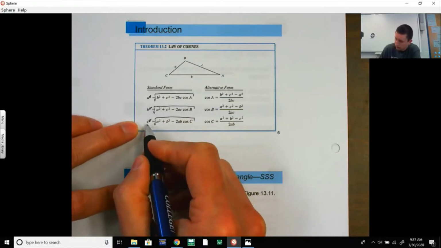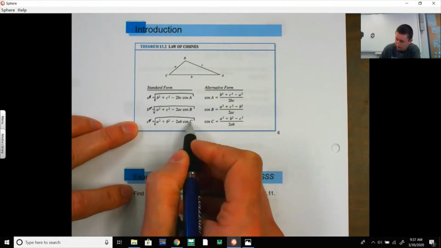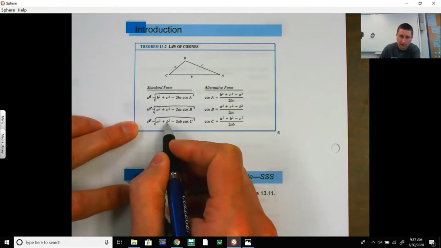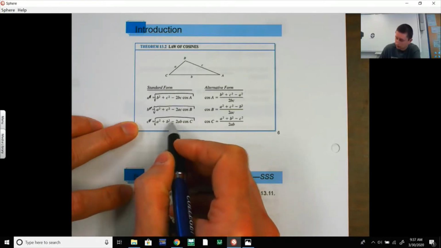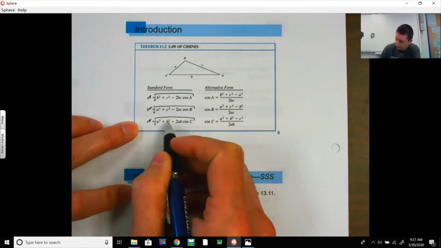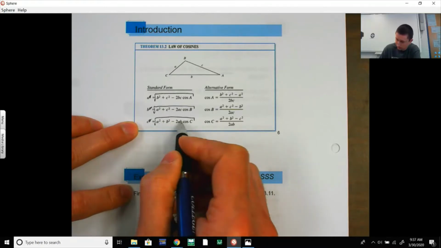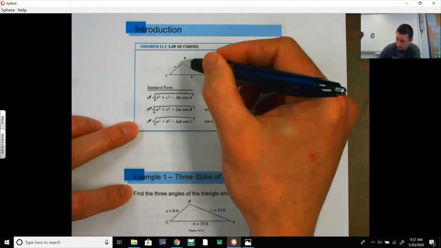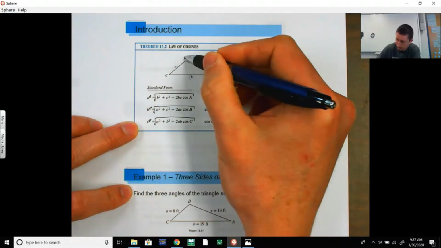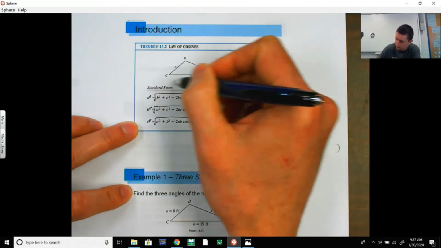Notice if you're looking for C, the only time C shows up on this side is in the angle. It can't show up here because those are side lengths. So it's a squared plus b squared, kind of like the Pythagorean theorem, minus 2ab cosine of the angle opposite the one you're looking for. So a squared plus b squared minus 2ab cosine c. The other two sides have to be known, and then the included angle. If you're looking for side B, you have to know A, C, and then the angle B, side, angle, side. So if you have side, angle, side, you're going to be using the standard form.